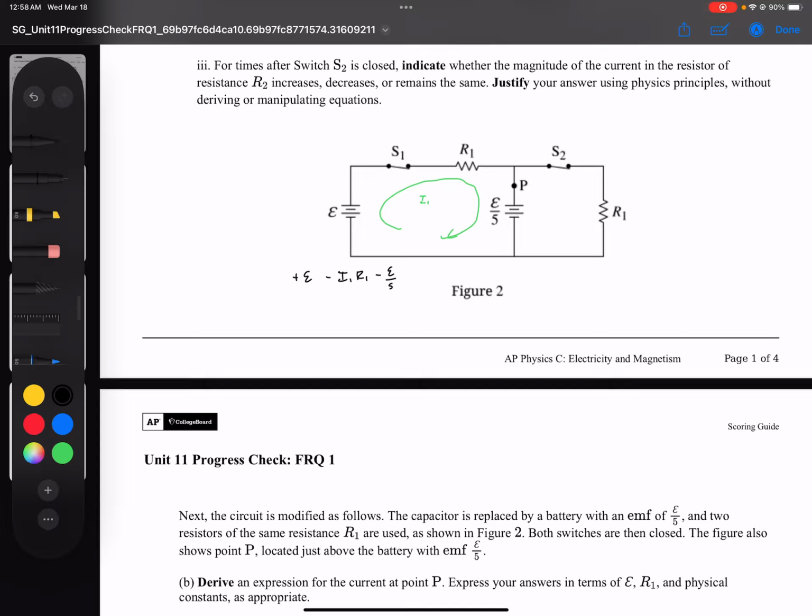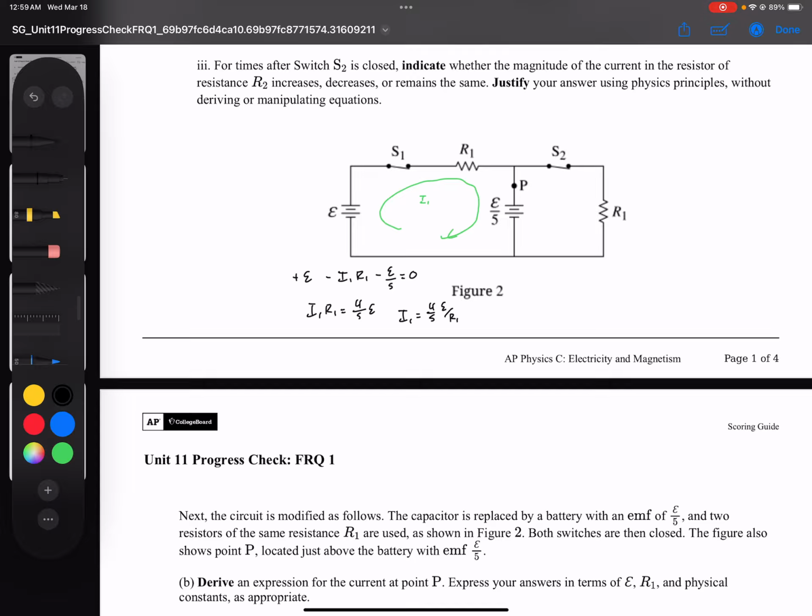If we want to solve for the current I1 going through point P, keep in mind there's going to be two contributions to the current. There's going to be current from the left-hand loop, and current from the right-hand loop. So from the left-hand loop, I know the sum of the voltage drops has to equal 0. That's Kirchhoff's loop rule. Let's solve for I1. So now I have I1 R1 has to equal 4 over 5 epsilon. That means I1 is equal to 4 over 5 epsilon divided by R1.